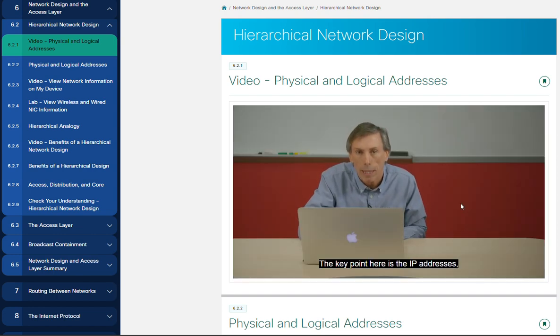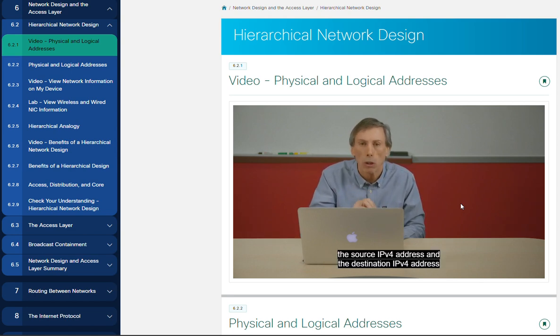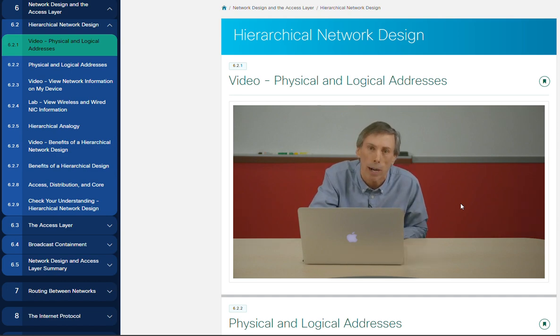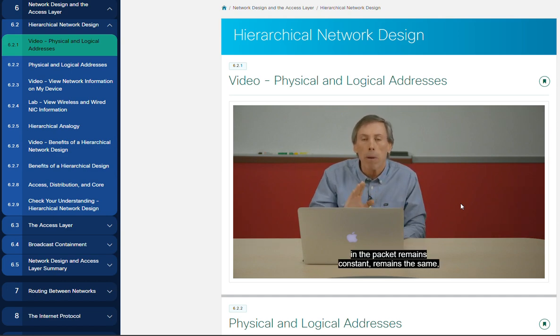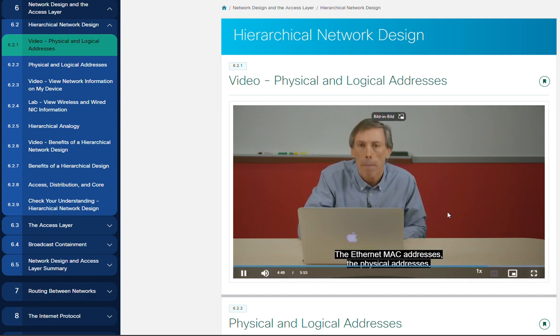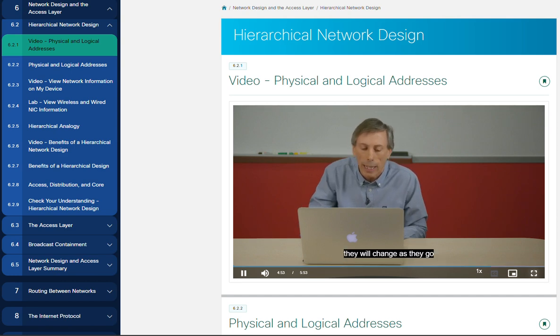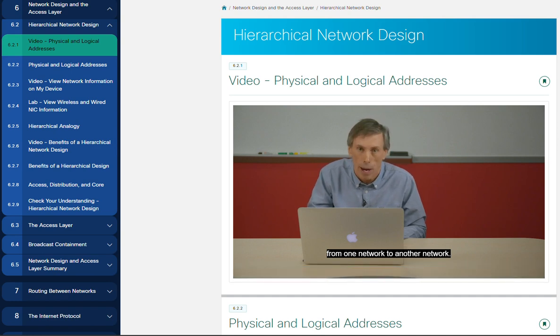So the key point here is the IP addresses, the source IPv4 address and the destination IPv4 address in the packet, remain the same as the packet goes from the source to the final destination. The Ethernet MAC addresses, the physical addresses, will change as they go from one network to another network.